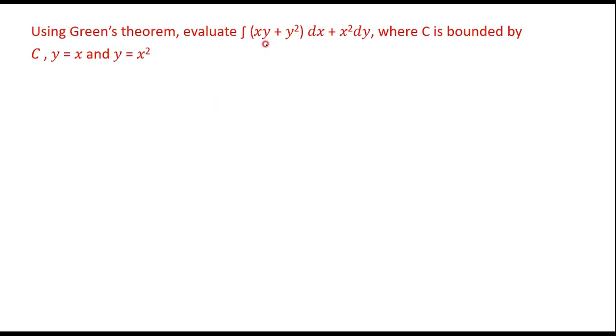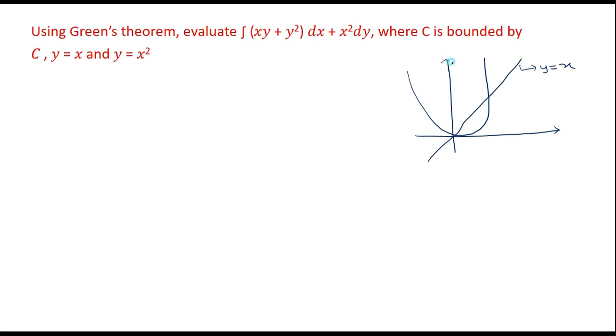So here we need to evaluate this integral where C is the boundary of the line y equal to x and y is equal to x square. So the line y is equal to x is a straight line passing through the origin. And y is equal to x square is the parabola whose axis is the positive y axis. So this is the y axis. We need to evaluate this integral over the boundary of this.